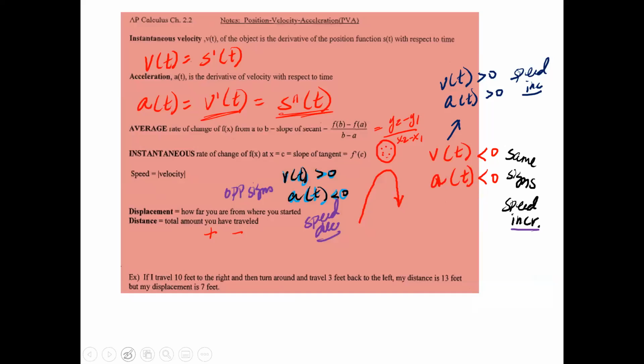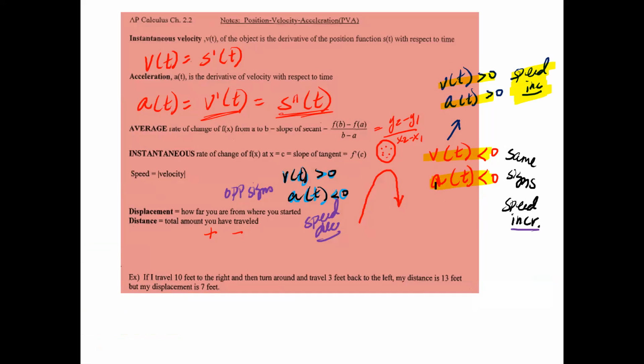So for example, if you have the velocity and acceleration both positive, then you know that the speed is increasing. And t is at a specific time, so both t's are the same number. On the other hand, if v of t and a of t are less than 0, you know that the speed is decreasing.